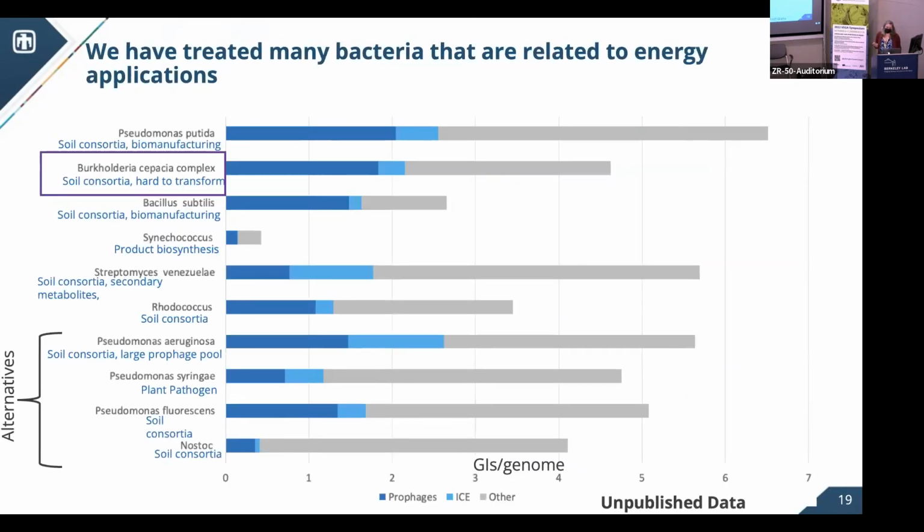We've then moved away from more of the therapeutic bacteria to energy applications. All of the organisms up here, we are working on finding prophages for and engineering these prophages for various application spaces related to energy. I'm going to show a snippet of data on the Burkholderia cepacia complex, largely because these are found in soil consortia. They're still relevant to cystic fibrosis patients, but they're also extremely hard to transform, so that allows us some additional application space.